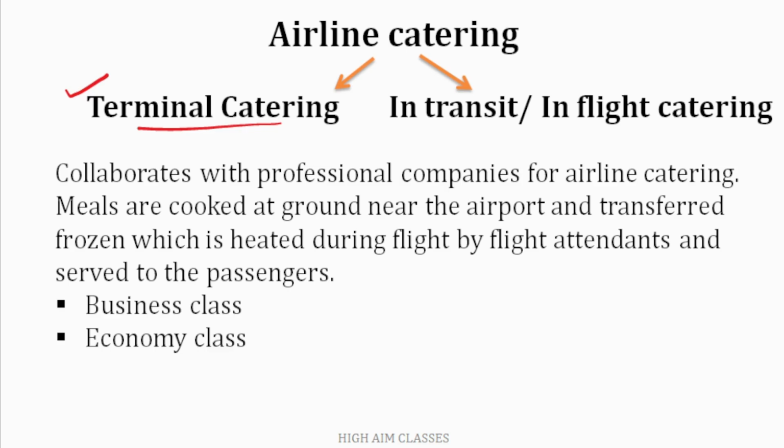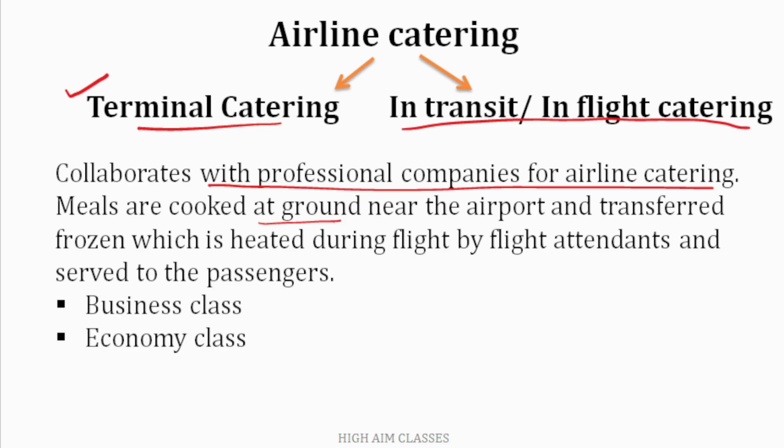And second is in-transit catering or in-flight catering, the food which you get during the journey in the airline. This food you get from professional companies for airline catering. So it has a collaboration with professional companies for airline catering. The meals are cooked on the ground. The meal is not cooked in the flight. No cooking is allowed, although there are some luxury airlines which do cooking, but that is not for economy class or for massive passenger numbers.